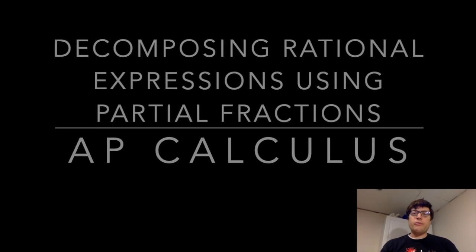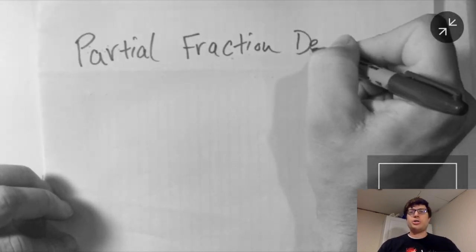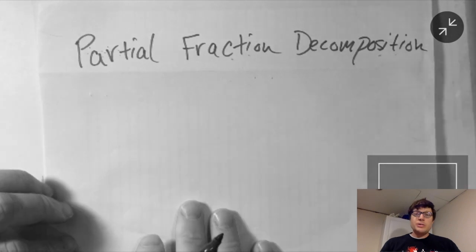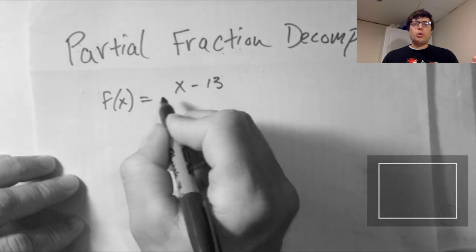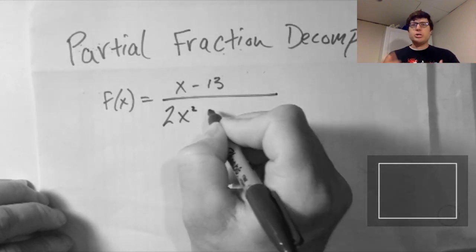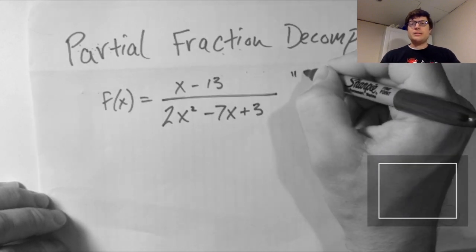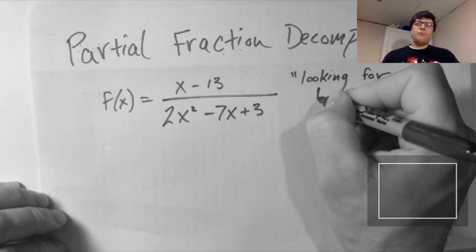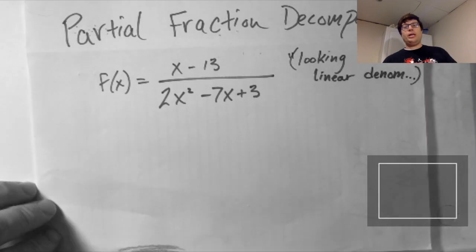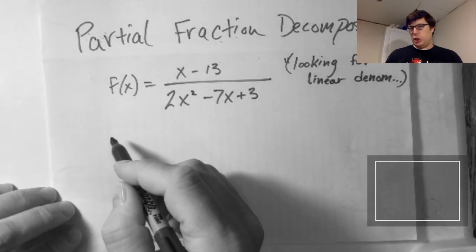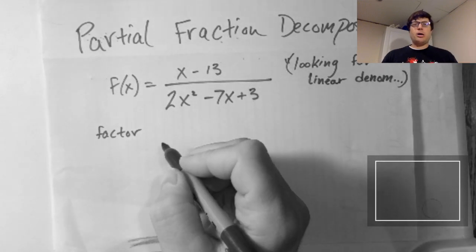This is part one of three videos on how you can use partial fractions to help with integration. So I'm going to show you in this video something we call partial fraction decomposition. And it starts with a general rational function, or rational expression, something like x minus 13 divided by 2x squared minus 7x plus 3. The key thing that we're looking for here is a way to break that singular complex fraction down into several fractions, maybe just two, but several fractions that have a linear, like mx plus b, denominator.